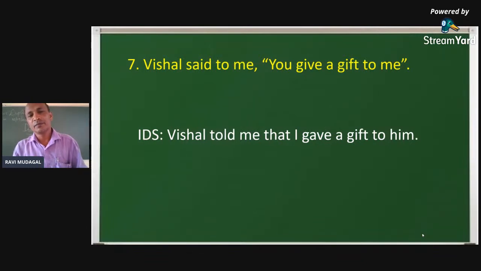Vishal said to me, you give a gift to me. This is direct speech. The indirect speech is Vishal told me that I gave a gift to him. This is the indirect speech.